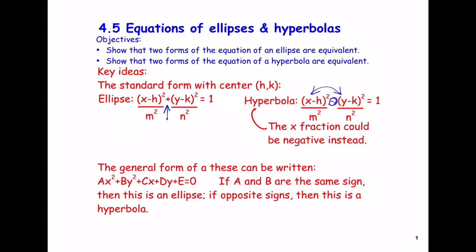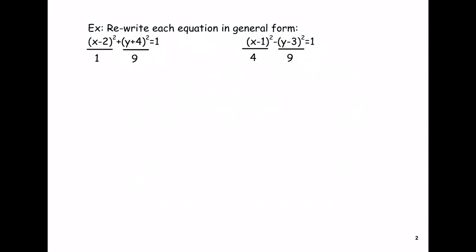The general form of these can be written as ax squared plus by squared plus cx plus dy plus e equals 0. If a and b are the same sign, then it's an ellipse. If they're opposite, then it's a hyperbola.